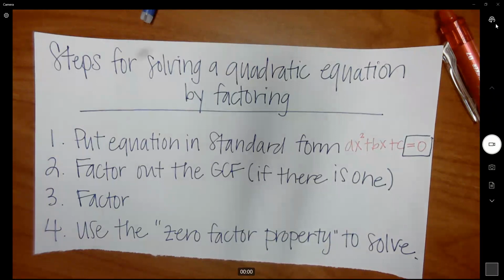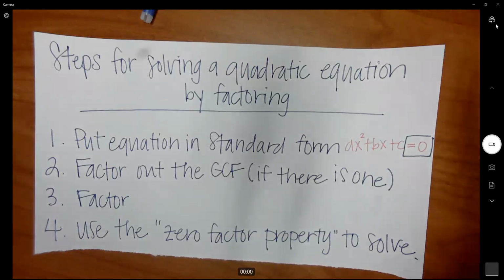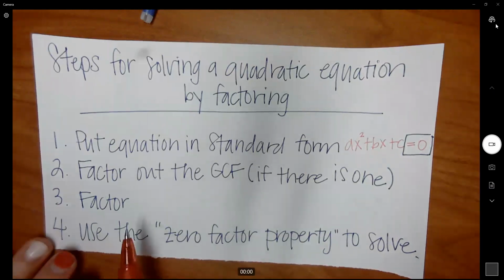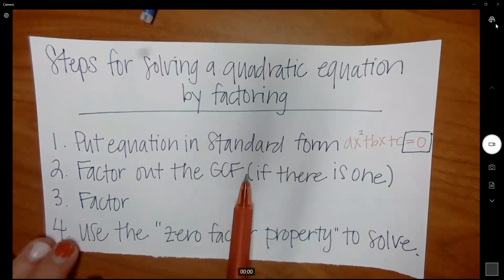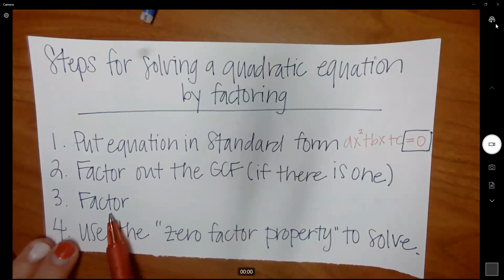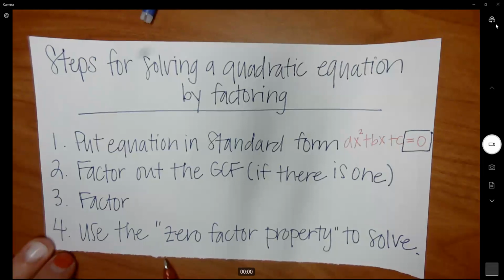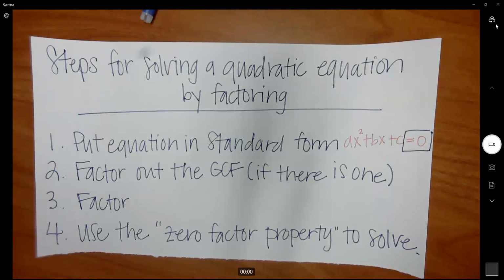The second thing you want to do is to factor out the GCF if there is one, which stands for the greatest common factor. Number 3 is to factor. And then number 4, we're going to use the 0 factor property to solve. So let's use these steps to solve our equation.